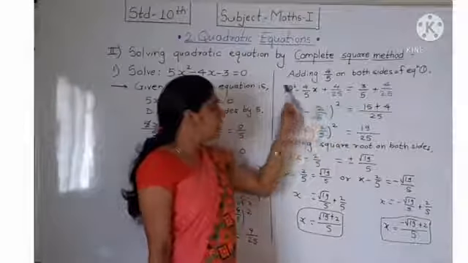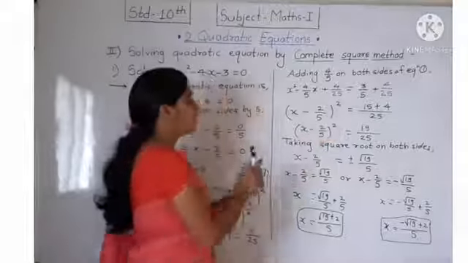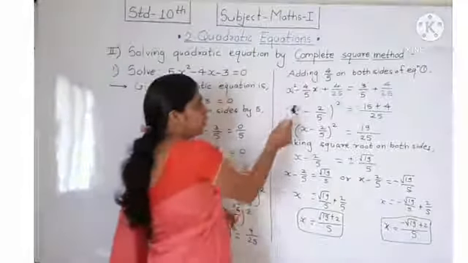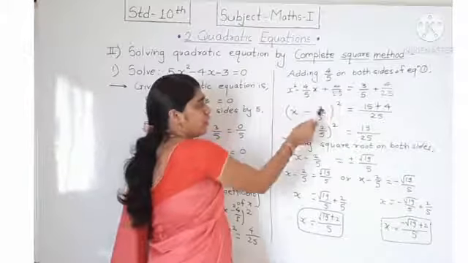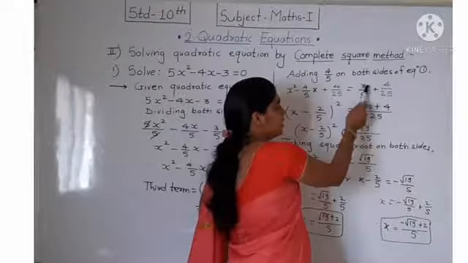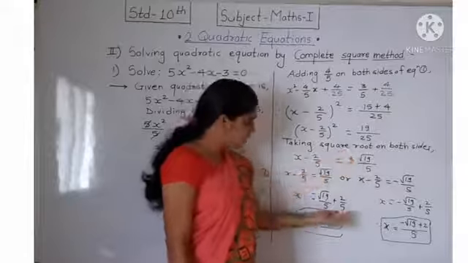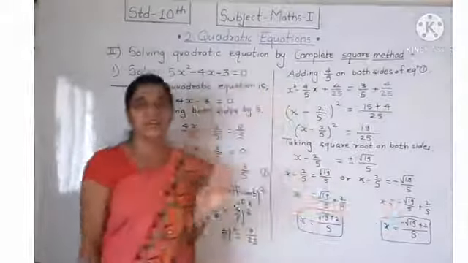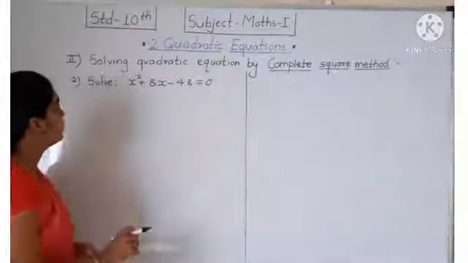So LHS is the perfect square of x minus 4 upon 5, bracket square. How will we find this? Taking square root of x square is x, and 4 upon 25 is square root of 4 upon 25, which is 2 upon 5. Then take the LCM on the right side, calculate and simplify, take square root on both sides and then simplify to get the answer. Now see one more example.